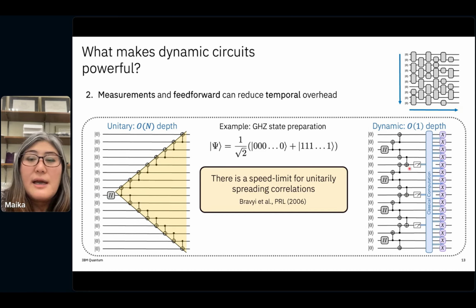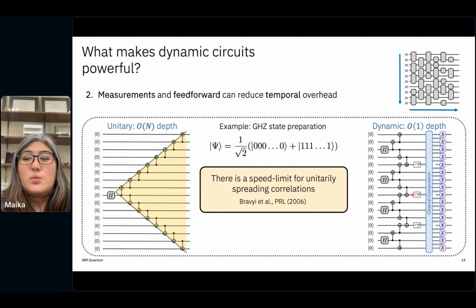So in particular, by strategically leveraging mid-circuit measurements, a classical computation, and feed forward, you can prepare a GHZ state in constant depth, meaning the depth is completely independent of the size of the GHZ state. So a 1,000-qubit GHZ state requires the same depth circuit as the 10-qubit one.